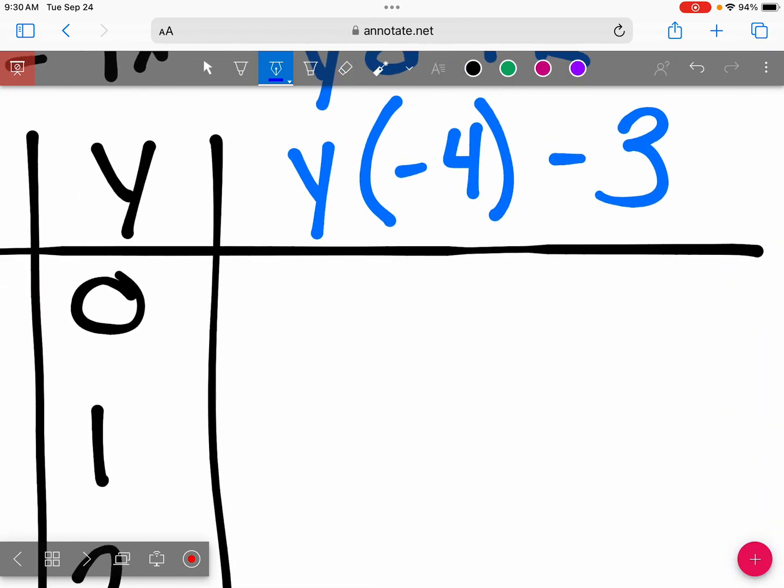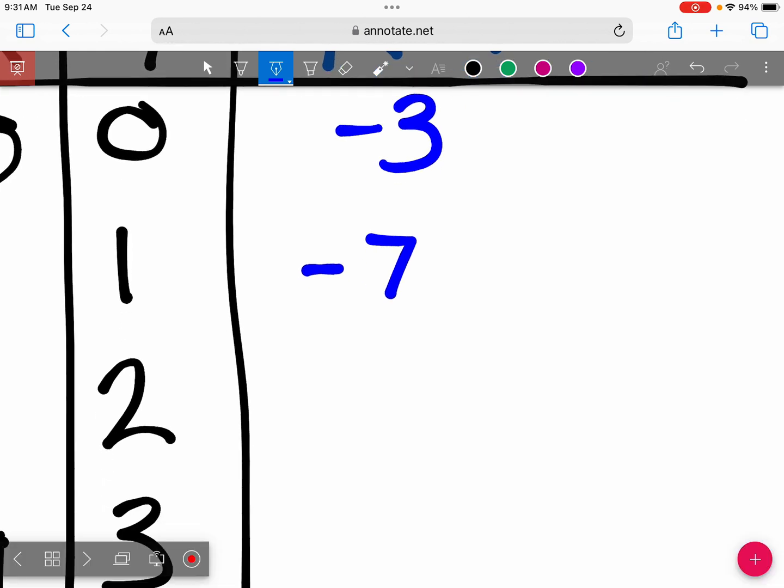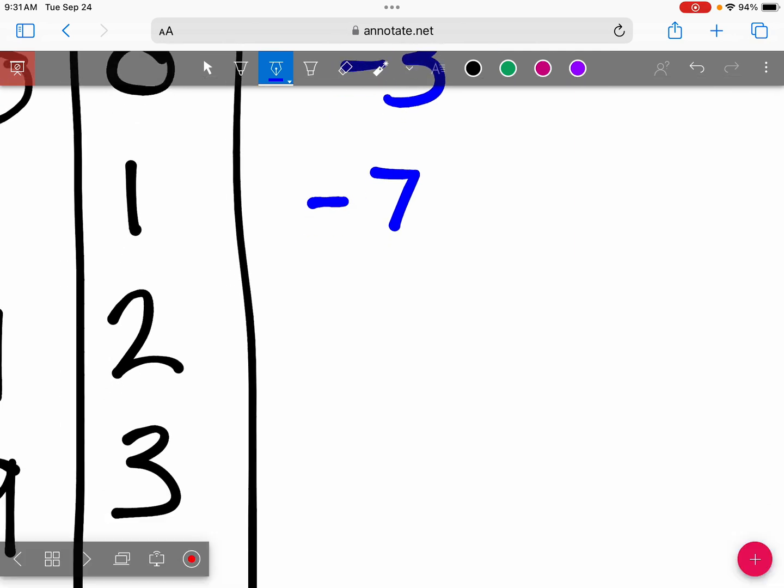So our y's, we're taking our y's times -4 and then -3. So 0 times -4 is just 0, -3, -3. 1 times -4 -3, -7. 2 times -4, -3, -11. I know, you just jumped ahead of me, and I said 2 times -4, and we said -11, and we all just kind of went, oh.